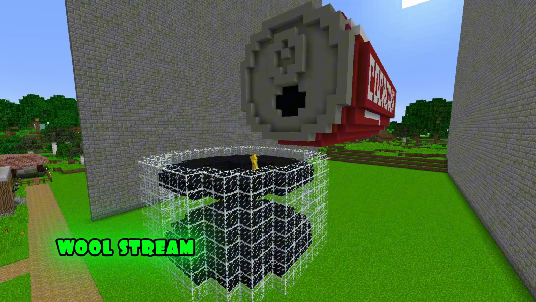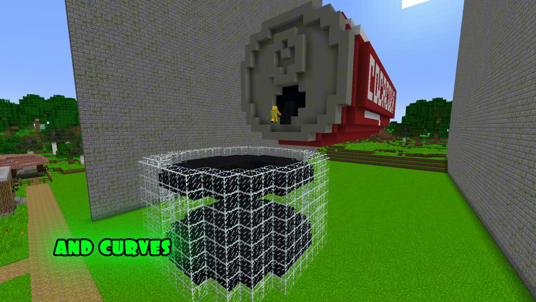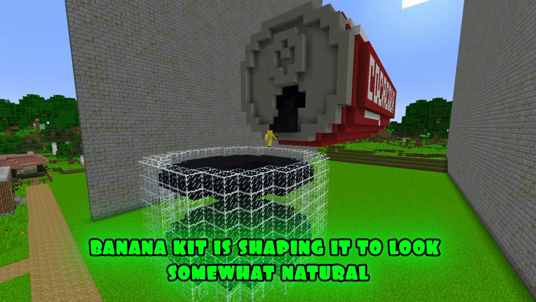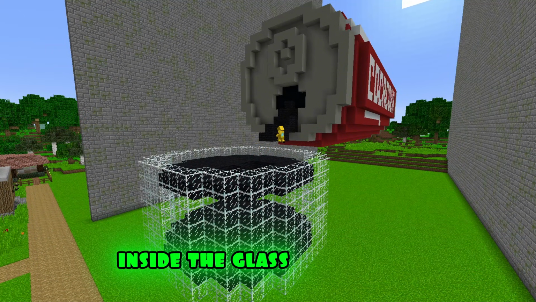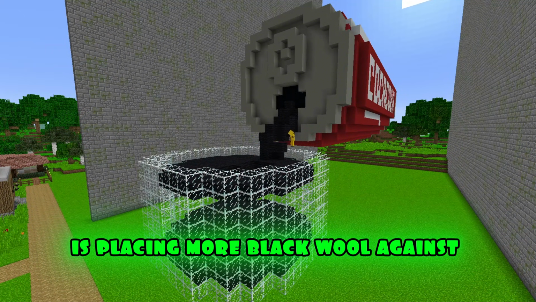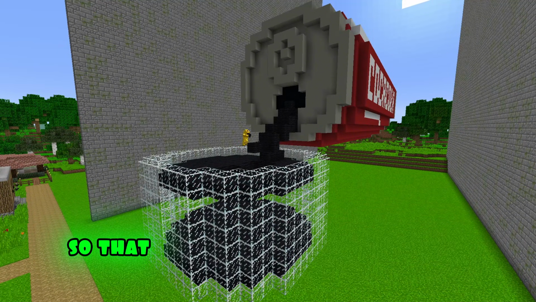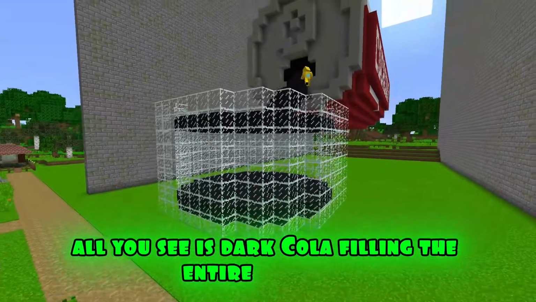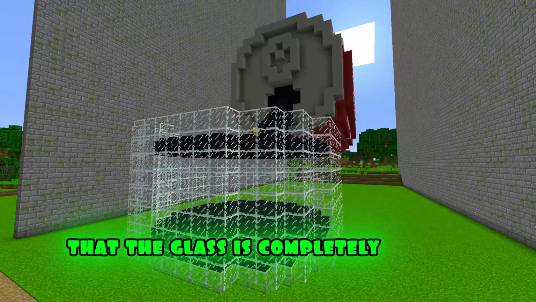The black wool stream starts at the drink hole on the can, the one outlined in black concrete, and curves down through the air into the glass. Banana Kid is shaping it to look somewhat natural, like a liquid arc falling under gravity. Inside the glass, Banana Kid is placing more black wool against the inner walls. He is lining every interior surface with wool blocks so that when you look through the glass from outside, all you see is dark cola filling the entire interior. This creates the convincing illusion that the glass is completely full of soda.